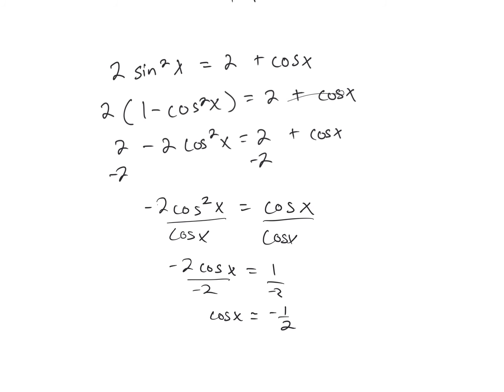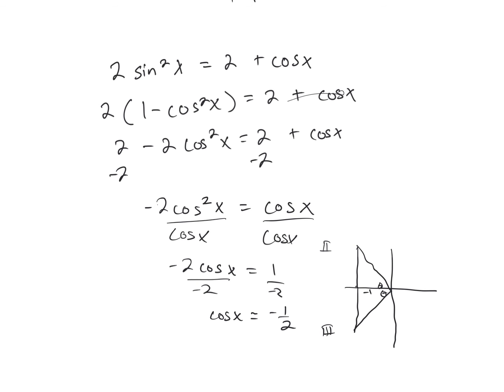Okay, so let's think about this logically. If cosine of x is negative 1/2, if I draw my picture, it's either going to be in the second quadrant or the third quadrant, because my cosine is negative, where our x has to be negative. So this is here and here. So these are my two answers, and my thetas will be here and here.